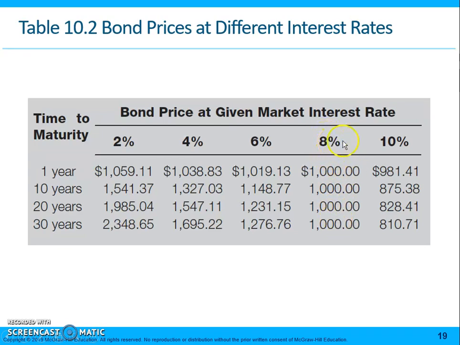On the 1 year bond, when the rate goes to 10%, the price only falls to $981.41. And our 30-year bond from the chart, we saw that price fell to $810.71. We can also see that the appreciation is much greater for a 30-year bond than it is for a 1 year bond. So if we go from 8 to 6%, the value of that 30-year bond goes up $276.76 versus $19 for that 1 year bond.